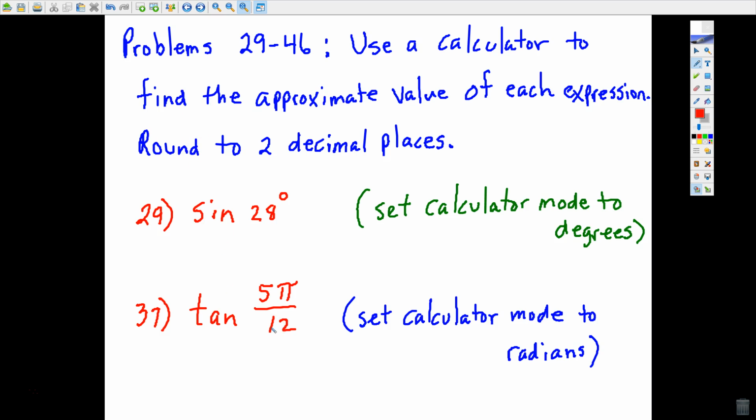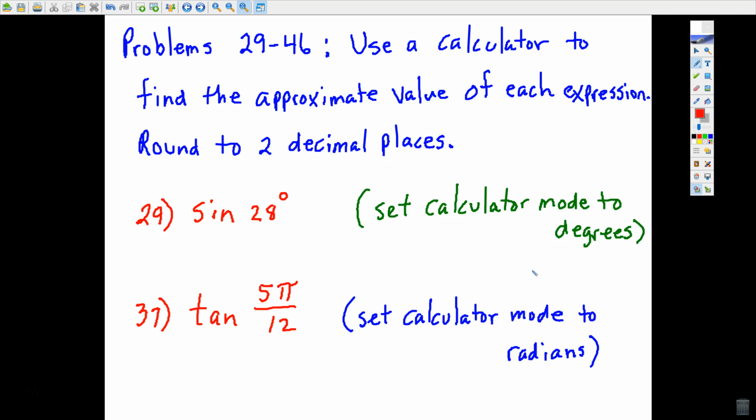Okay, so the first thing I need to tell you, this part of your assignment, 29 to 46, is not going to be very challenging if you have a calculator. You just need a heads up in cases like this. Like for number 29, for example, we're supposed to find sine 28 degrees. So we need to make sure that our calculator mode is set for degrees.